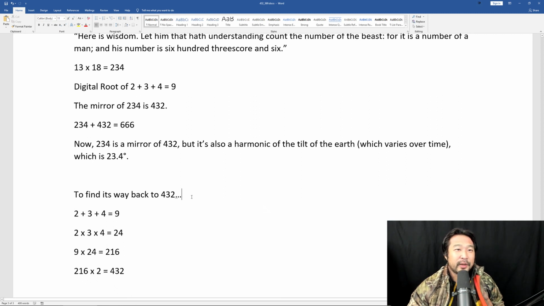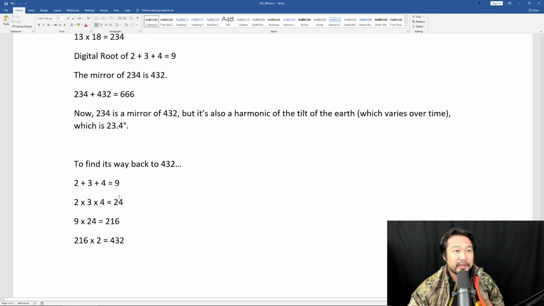Now, if we want to find our way back to 4, 3, 2, which is that magic number, from 2, 3, 4, you could do it as a mirror, but we're going to do it a different way. So we're going to get the digital root, which is 9: 2 plus 3 plus 4 equals 9. Now you multiply the product of 2, 3, 4, and you get 24. And you multiply 9, which is the digital root, times the product of 2, 3, and 4, which is 24. You get 216. Now all you have to do is double 216, and you're back at the number 432.